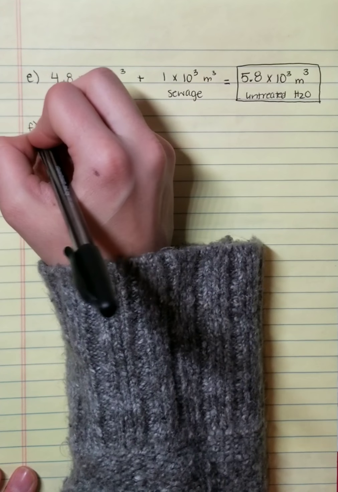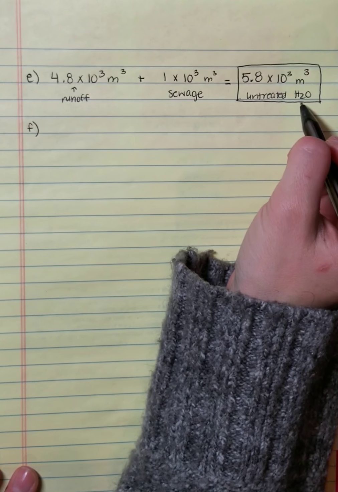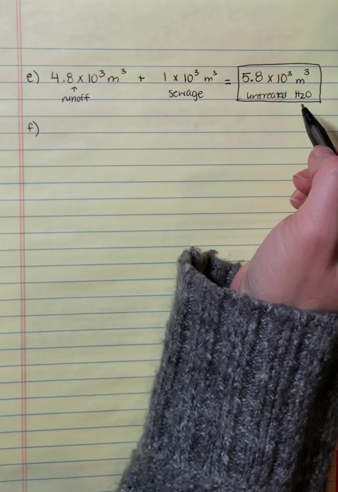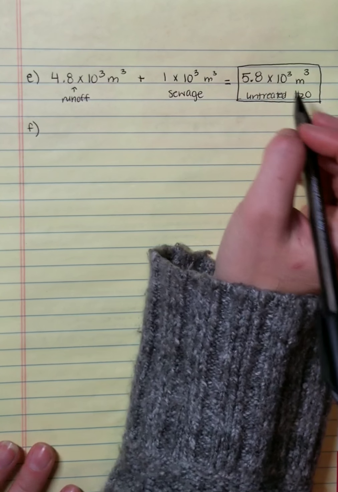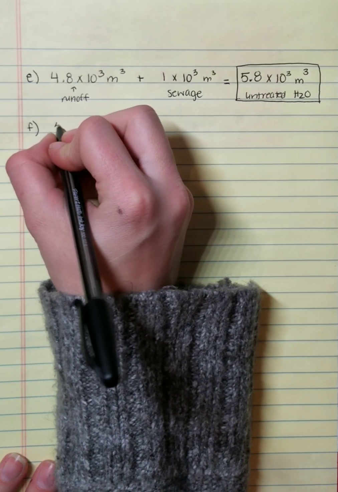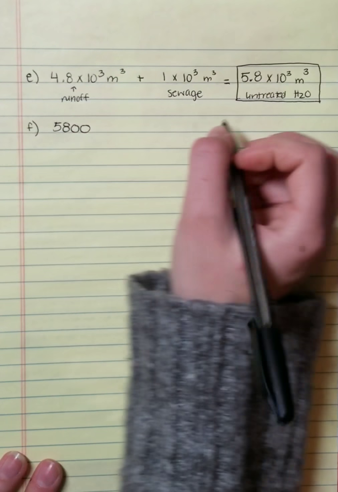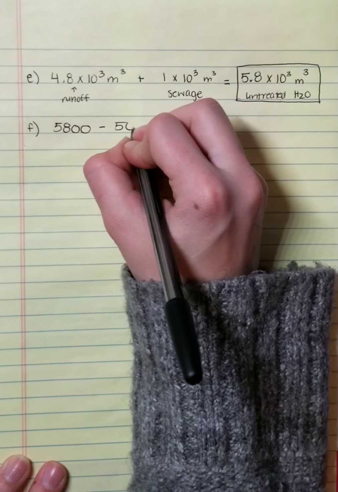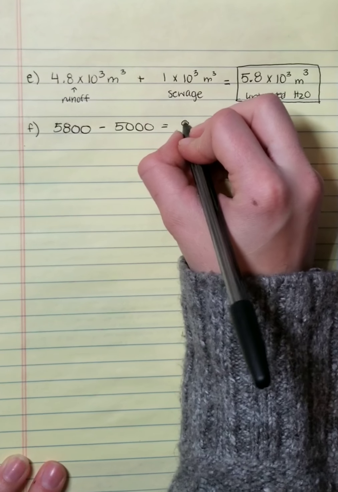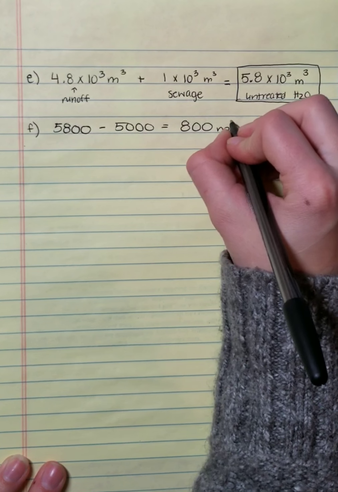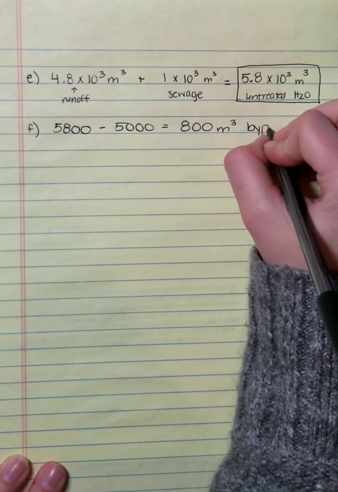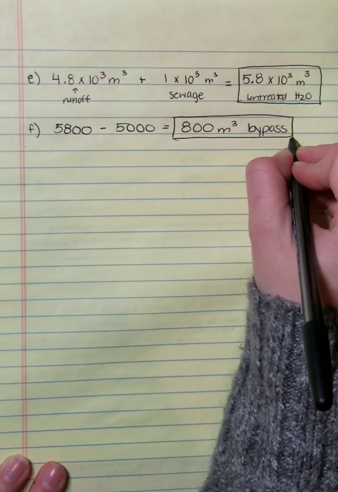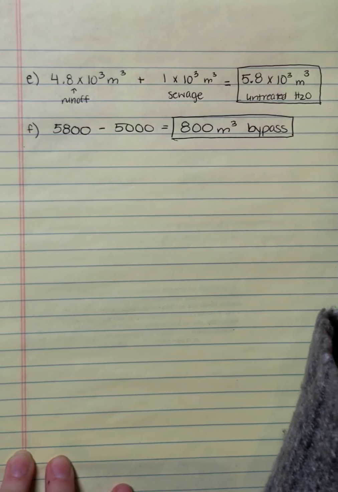Finally, in F, it says, okay, well, if that's how much is untreated and the total capacity that we can hold in this treatment plant is 5,000, how much is going to bypass the system? So for this, it may be easier to put it back into standard notation. So 5.8 times 10 to the third would just be 5,800. The capacity is 5,000. So we end up with 800 meters cubed of water that's going to bypass the actual system. And then G and H are just conceptual questions.